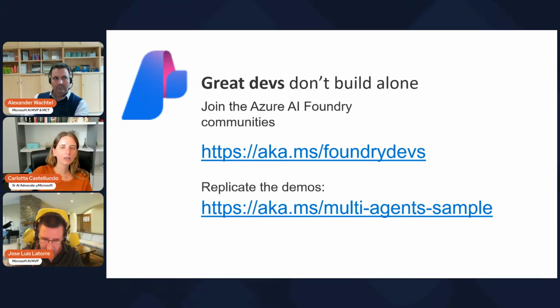And then the second link is just the link to the code that I showcased to you for the concurrent orchestration with Semantic Kernel of the three agents built with Semantic Kernel and Azure Foundry. That's nice. Thank you very much.